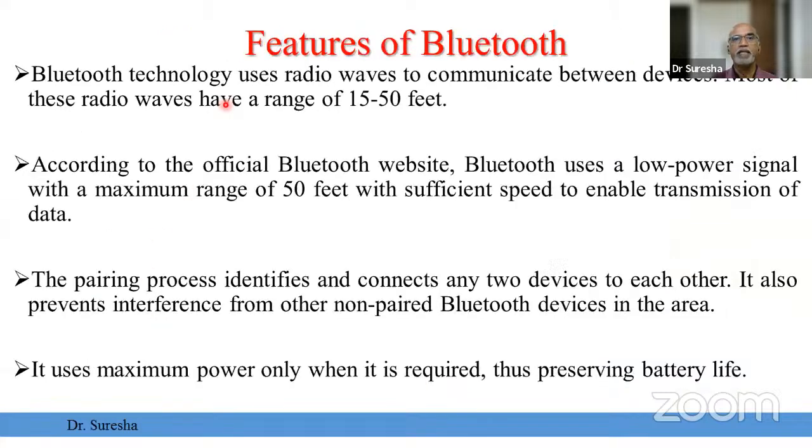So what are some of the characteristics? Bluetooth technology uses radio waves to communicate between devices. Most of these radio waves have a range of 15 to 50 feet. Even at 50 feet, it will not work most of the time. Probably 15 to 20 feet is the maximum range. According to the official Bluetooth website, Bluetooth uses a low power signal with a maximum range of 50 feet, with sufficient speed. The pairing process identifies and connects any two devices to each other.